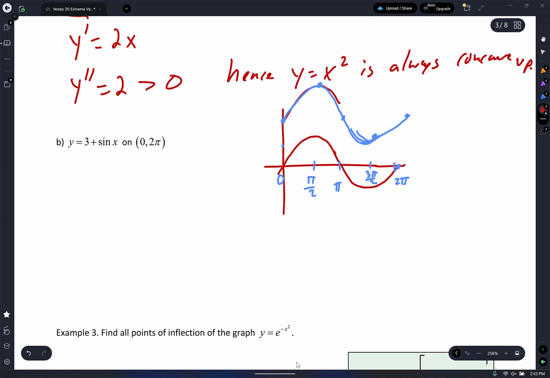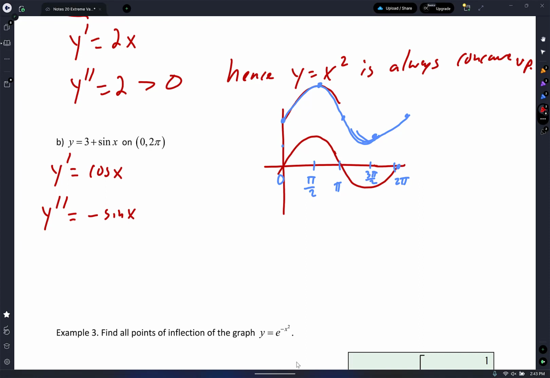Okay, here we go. Ready? We already know just by looking at it that I'm concave down between 0 and pi, and I'm concave up between pi and 2 pi. Do you guys see that? Let's see if this is true by taking the derivative twice. Y prime equals, what's the derivative of 3 plus sine x? Cosine x. And I need one more derivative, y prime prime. What's the derivative of cosine x? Negative sine x.